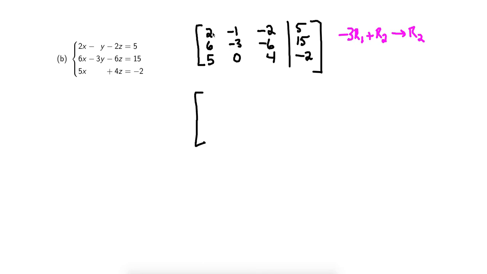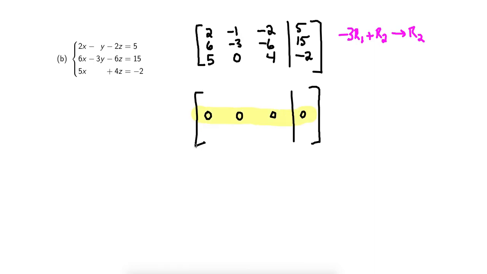So if we take -3 times 2, that is -6. -6 plus 6 is 0. -3 times -1 is 3. -3 plus 3 is 0. -3 times -2 is 6. 6 minus 6 is 0. And then 5 times -3 is -15. -15 plus 15 is 0. So once again, we do get a whole row of zeros.